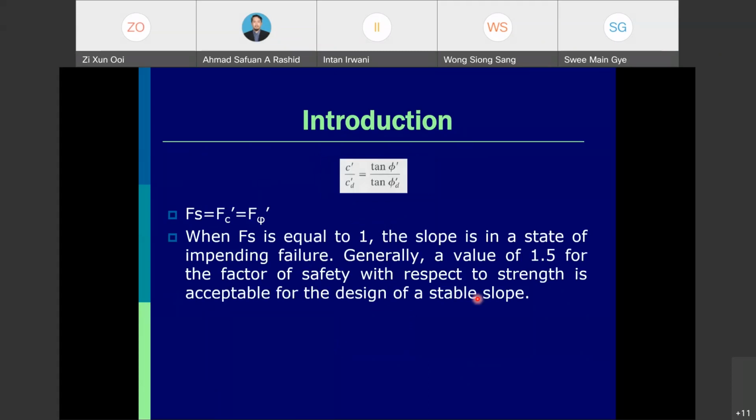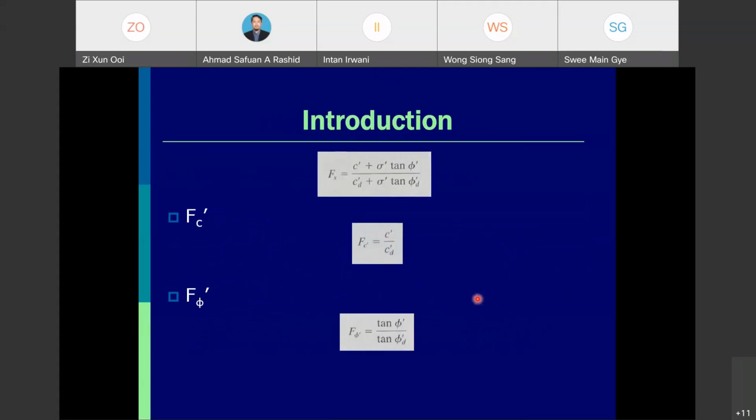Generally, a value of 1.5 for the factor of safety with respect to strength is acceptable for the design of a stable slope. So we cannot use 1, but we need to refer to 1.5 for the factor of safety value. We may discuss the FC and FP later on.